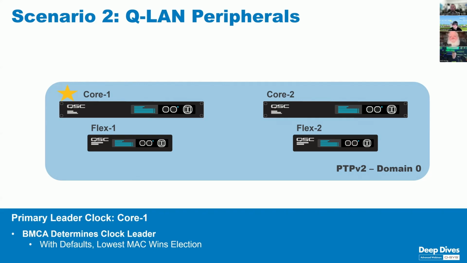Okay. So in this scenario, core number 1 ends up becoming the leader on this PTP network because it just so happens to have the lowest MAC address between these two devices. So BMCA chose this core as the clocking leader, and until we have another device added or taken away from this network, that's not going to change.